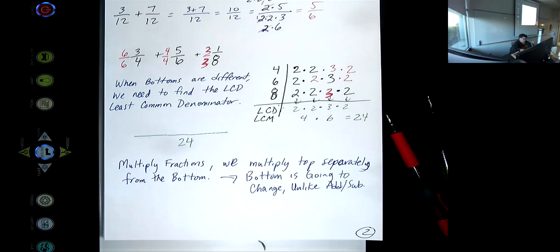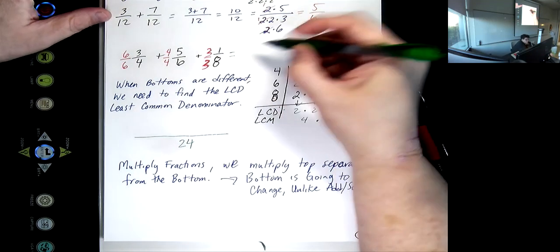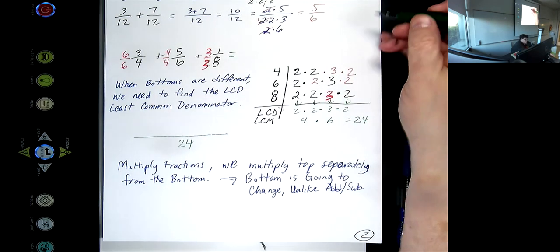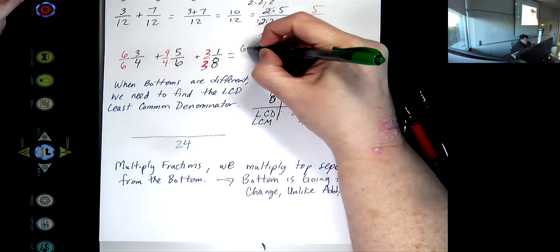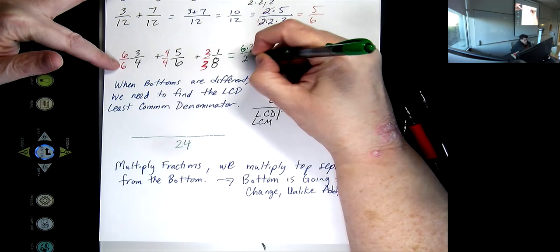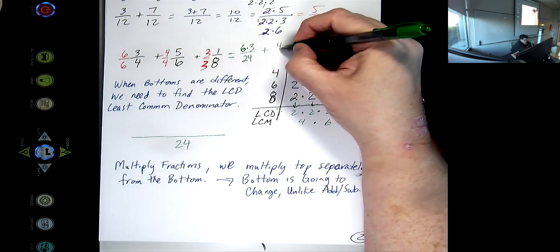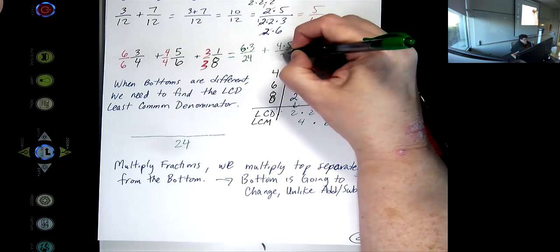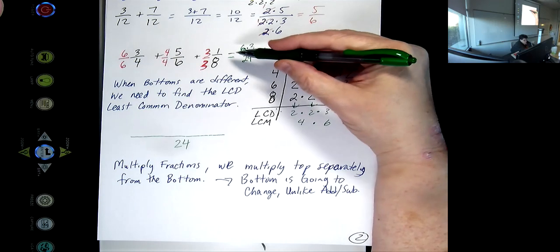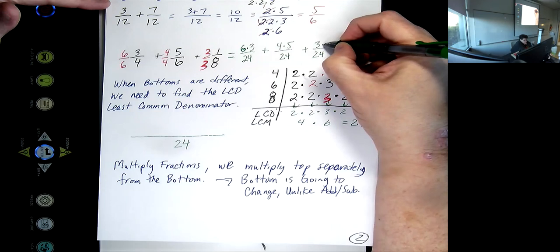So I'm going to write to the right of these what each of these turns into. This is 6 times 3 on top. And we already know the bottom's 24, so I'm going to jump the gun. This one is 4 times 5 on top. And this one is 3 on top, 24 on bottom. 3 times 1.